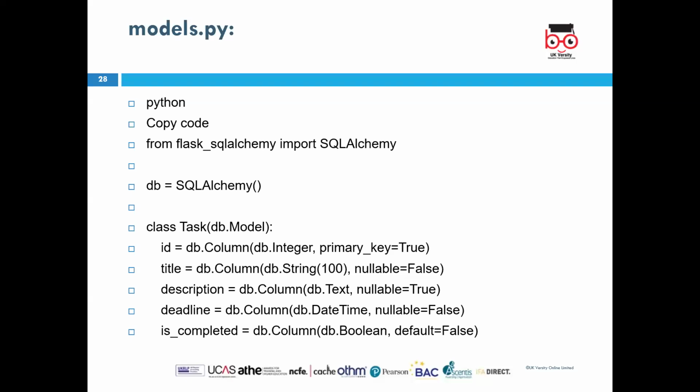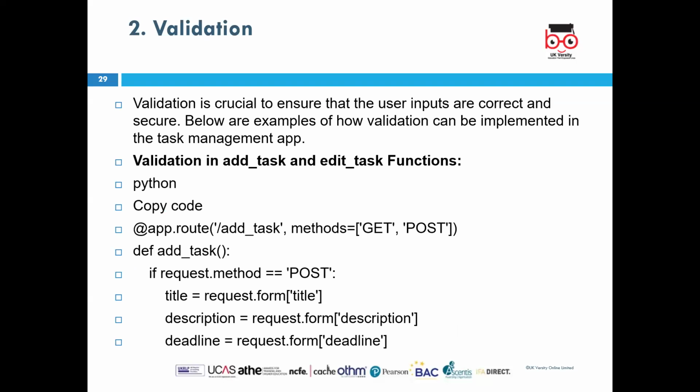Okay, models.py. So here is how our class is going to look. We're going to retrieve from our database model, and we now have an ID with its title, description, and deadline as well. Variable, as we all know, this allows us to add values, integers, doubles, booleans, and so on.